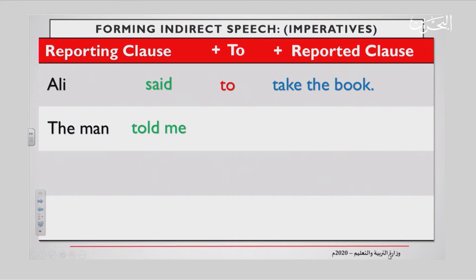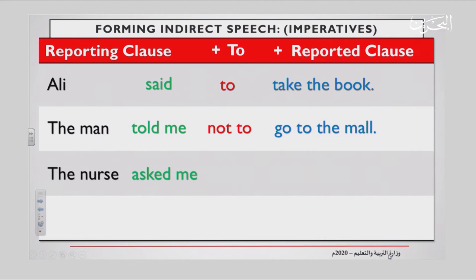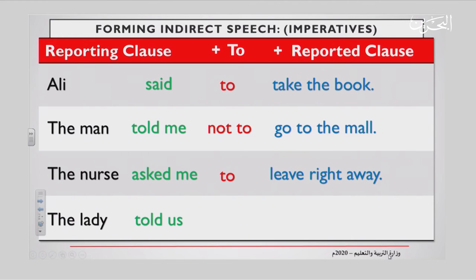The man told me not to. Now, in order for you to use the negative, you have to use "not" before the preposition "to". The man told me not to go to the mall. The nurse asked me to leave right away. The lady told us to wish her luck.